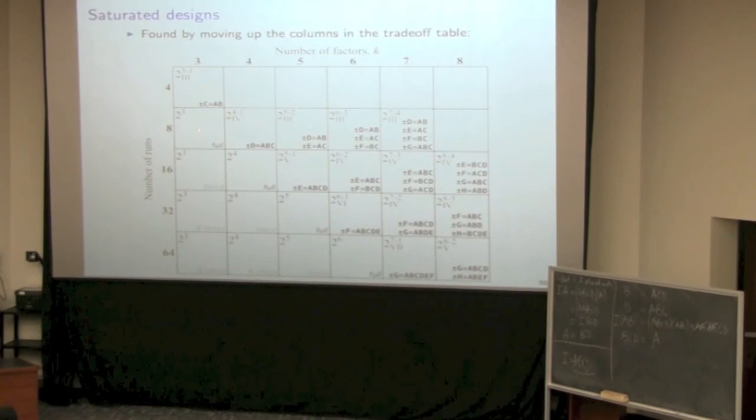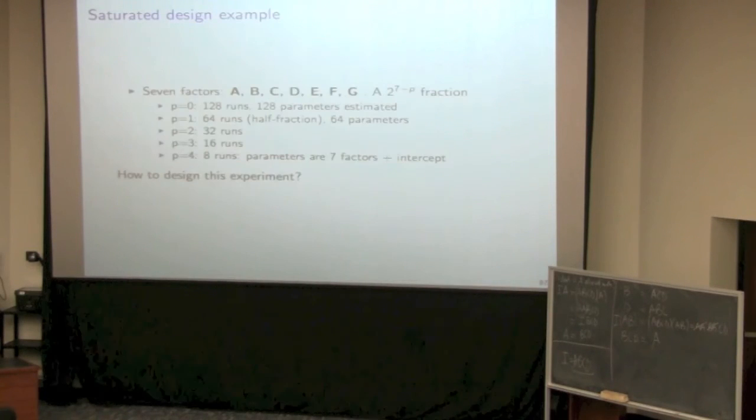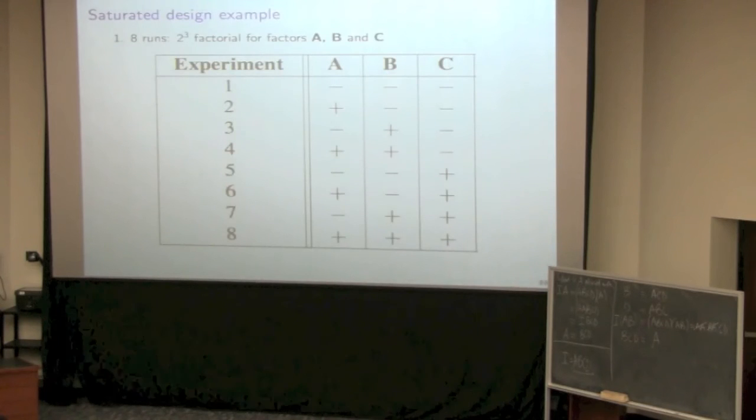You're moving along the rows. So every time you bump P up, you're going from 3 minus 0, 4 minus 1, 5 minus 2, 6 minus 3, 7 minus 3. So you're moving along that row containing 8 experiments. So how do you do it?